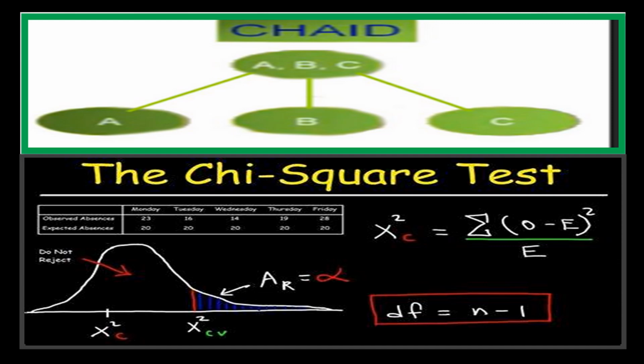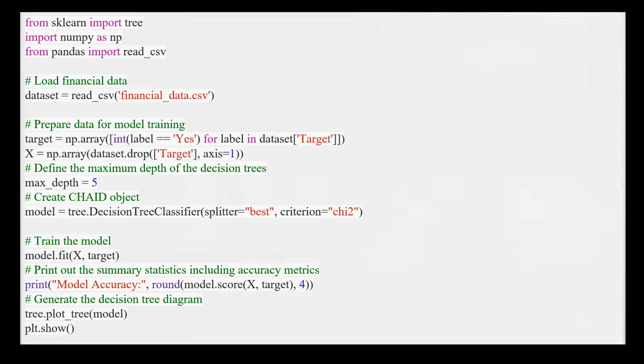and risk assessment endeavors. To understand this better, let's go through some Python code. Here we are first importing the necessary libraries, that is sklearn, numpy, and pandas, and then we load our financial data set from a CSV file known as financial_data.csv. Next we prepare the data for the model. First we convert the target column, which contains yes or no values, into an integer array where yes is represented by 1 and everything else as 0.